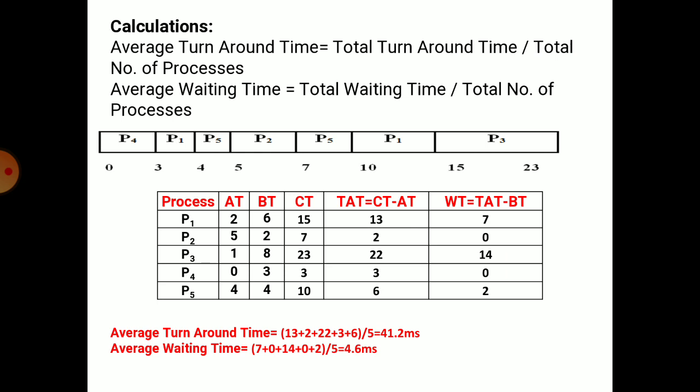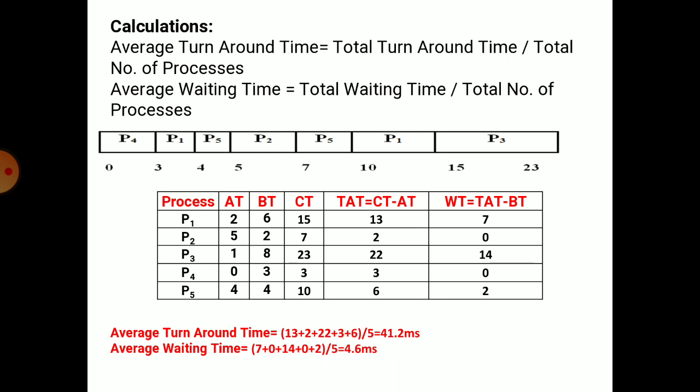Before calculating the turnaround time, we have to calculate the completion time. The completion time means when the process finishes its execution. You need to read from the right-hand side, because after that the same process does not arrive again for scheduling. In this case, P1 completes its execution at the 15th millisecond and P2 at the 7th millisecond, and similarly P3, P4 and P5 complete their execution at 23, 3 and 10 milliseconds.